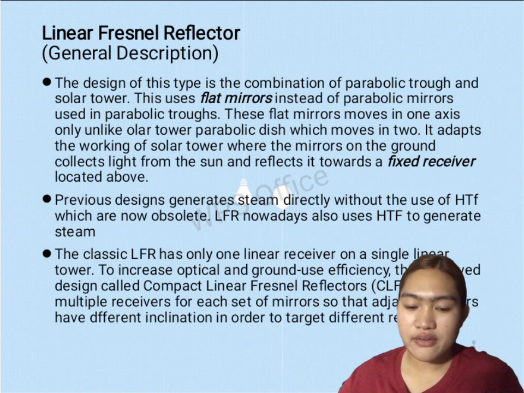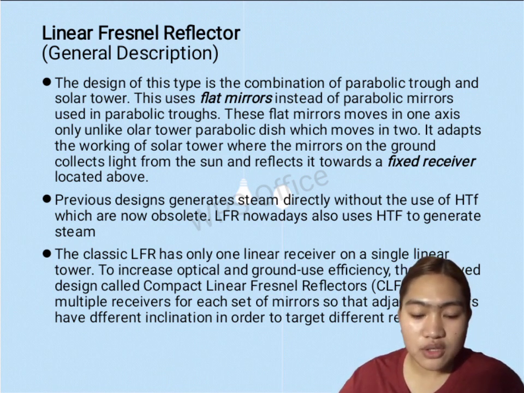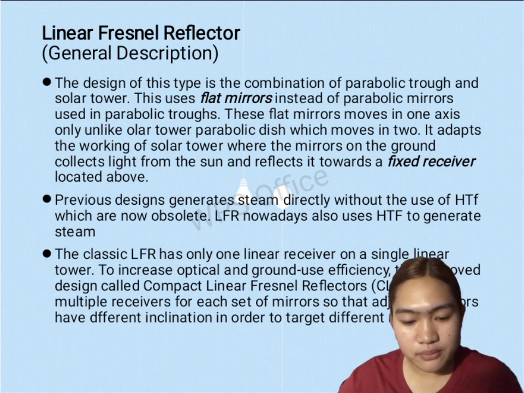Linear Fresnel reflector. The design of this type is the combination of parabolic trough and solar tower. This uses flat mirrors instead of parabolic mirrors used in parabolic troughs. These flat mirrors move in one axis only, unlike solar tower and parabolic dish which move in two. It adopts the working of solar tower where the mirrors on the ground collect light from the sun and reflect it towards a fixed receiver located above.